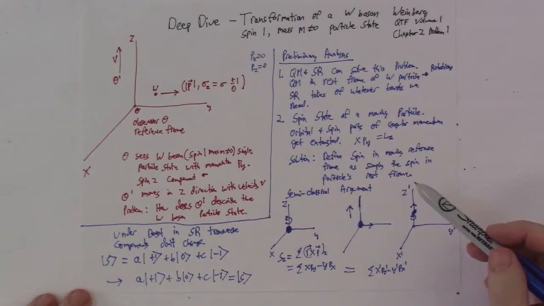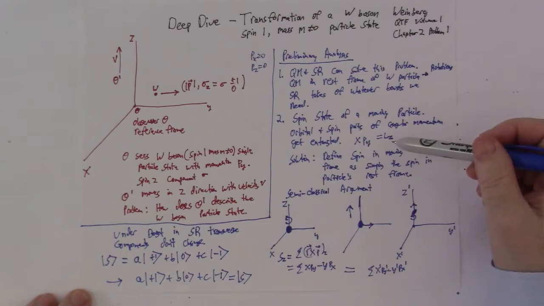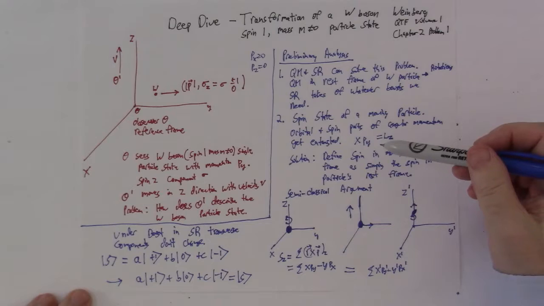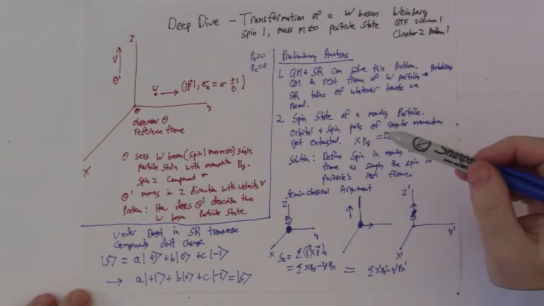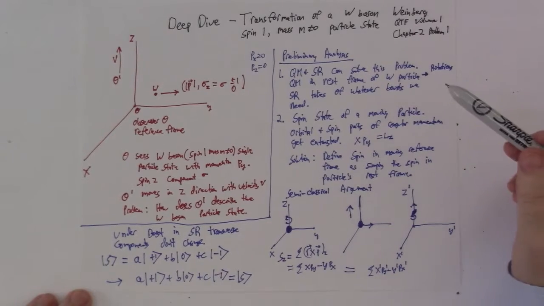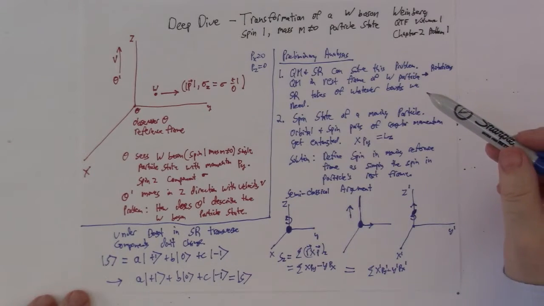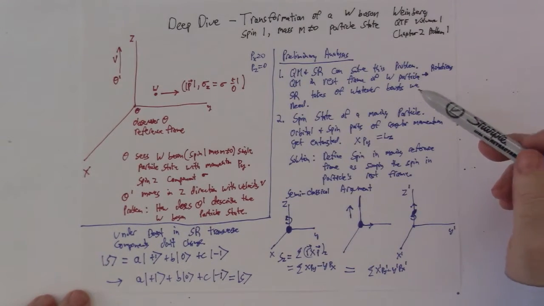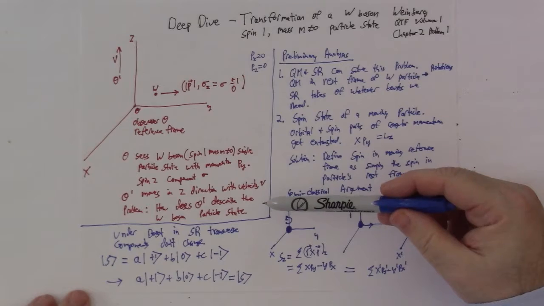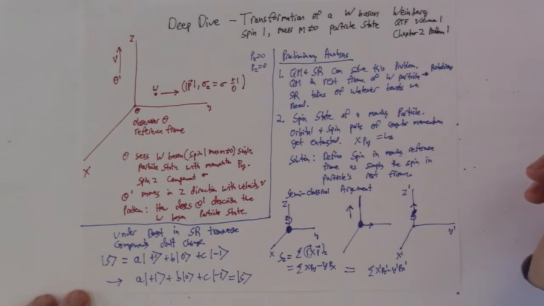And Weinberg in his book just defines the spin state of a moving particle as being the spin in its rest frame, and we boost it to the moving frame. So in the next few videos, I'll go into detailed calculations about how to calculate the actual W boson particle state. But I just wanted to do some preliminary analysis to get our bearings, because this is an unfamiliar topic.